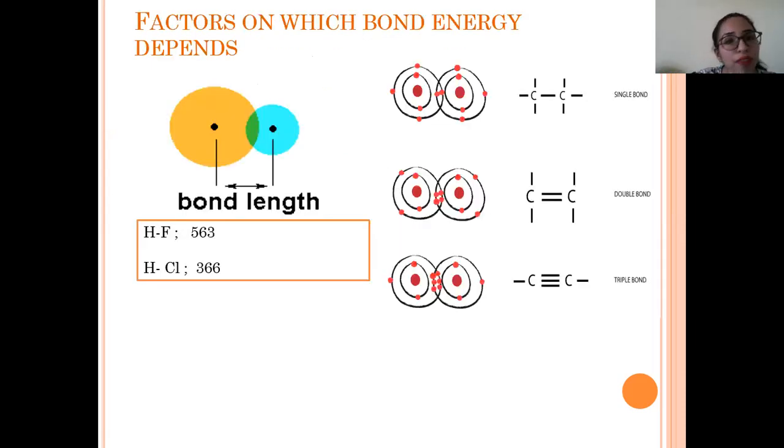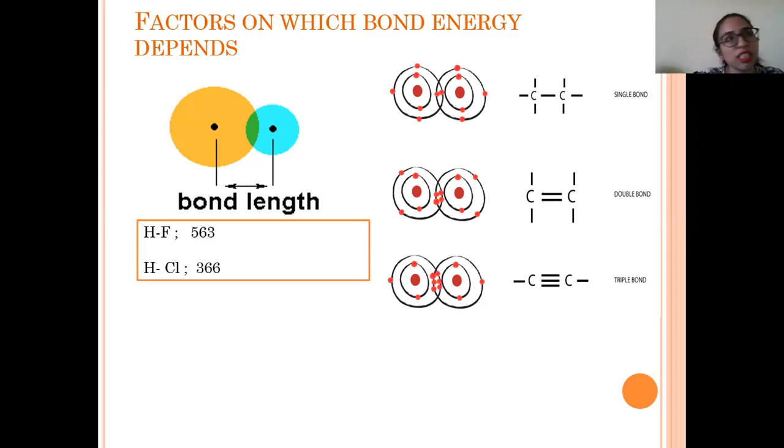Next is, what are the main factors that influence bond energy. First one is bond length. Bond length means, for example, if these are two atoms and I join them, what is the distance between the centers of these atoms? That is the bond length. Bond length of HF, hydrogen fluorine, is 563, HCl is 366.